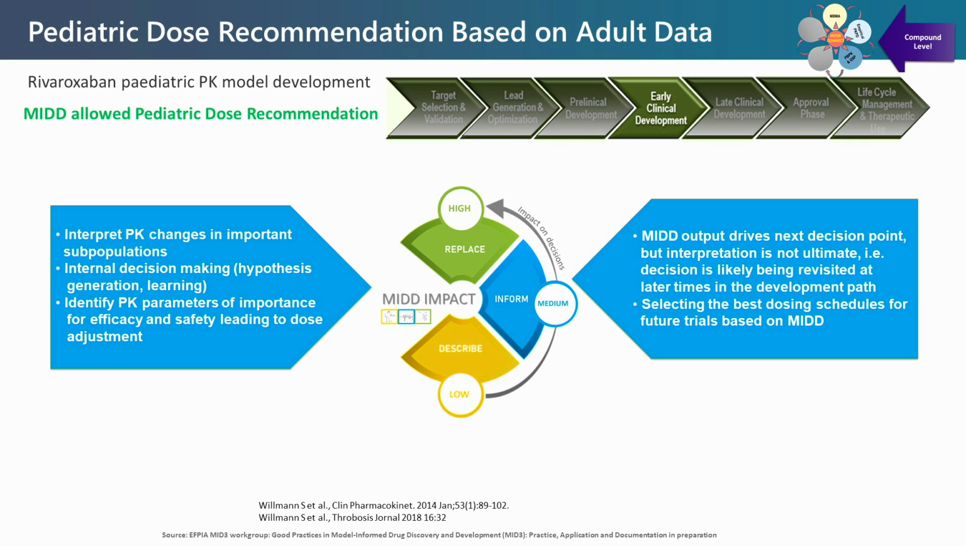This line shows the impact level from both sponsor and regulatory perspective and points to consider. Interpreting PK-PD chains is very important because it will help to support internal decision-making with hypothesis generation and learning through simulation and predictions. It also allows identification of PK parameters, which are important for efficacy and safety, which will ultimately lead to dose adjustment, especially in pediatrics. MIDD and interconnectedness can drive the next decision point, but the interpretation is not ultimate, that is, the decision is likely to be revisited at a later time in the development path, for example with emerging data, and the idea is to continue to validate with the new data and refine the modeling approach or combination of the approaches.